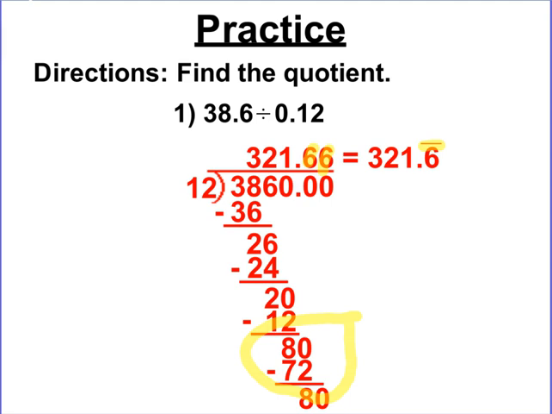Okay? The other thing to notice is that when I was finished with my problem, my decimal point went from right here straight up to the top. Okay? So my answer is 321.6 repeating, or 0.6 repeating. Okay? Hopefully you got the correct answer. If not, you can check your work and see where you made your mistake.